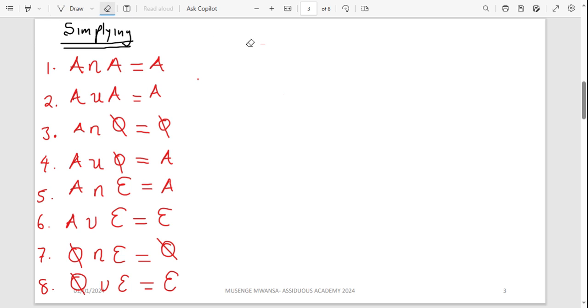Okay, now these are rules. Now let's talk about laws. I've talked about rules, now set laws. There are about four laws that you need to understand. You don't just need to understand them, but you also need to know how to prove them and how to deal with them. The first one is called the law of commutativity, or commutative law.